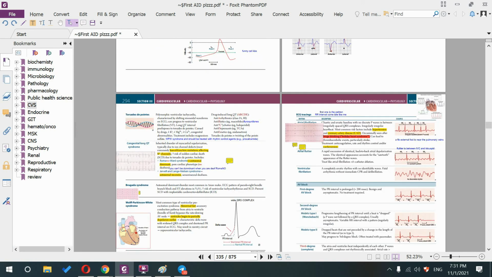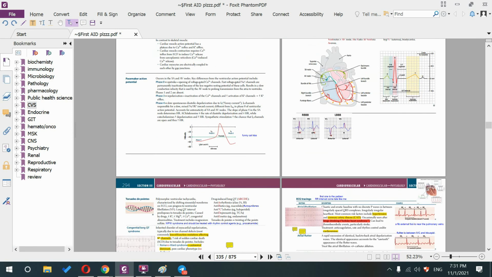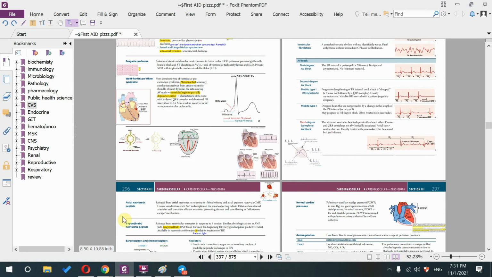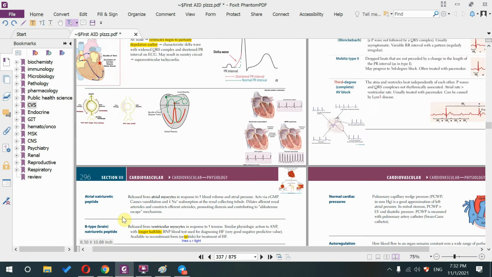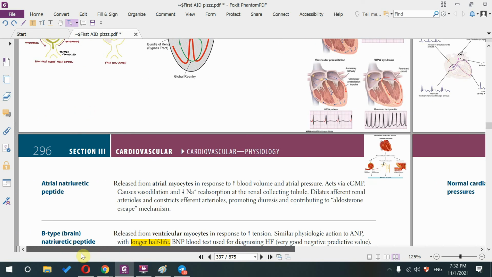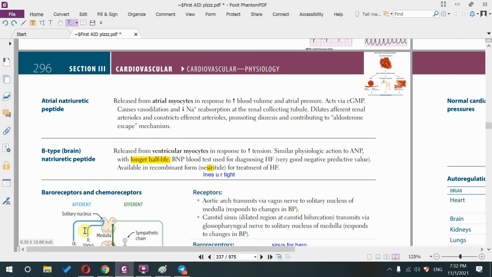I hope you guys got that algorithm and I hope it's helpful. Now we are going to speak about the hormonal function of the heart. So from the heart we have secretion of two hormones. The first hormone is called ANP and the second hormone is called BNP. So the ANP is basically the atrial natriuretic peptide, and thank you so much for the photo.